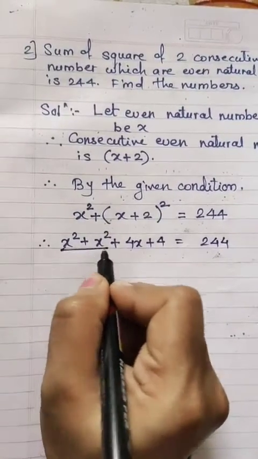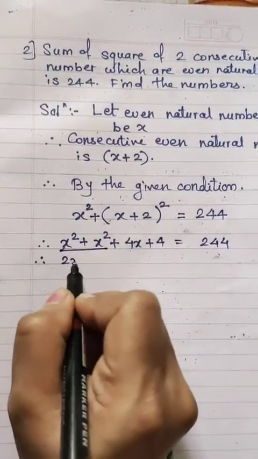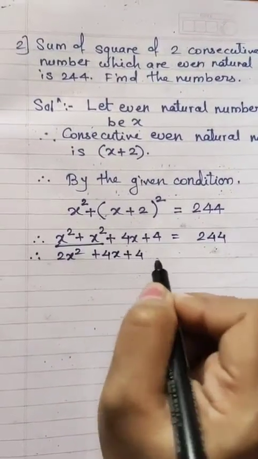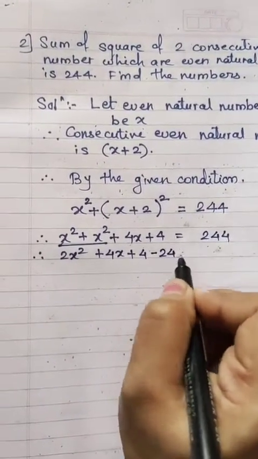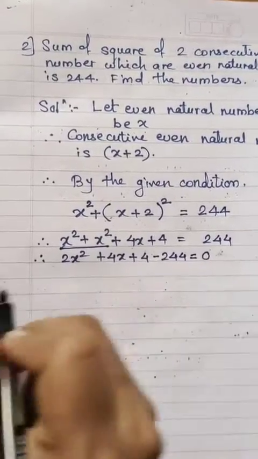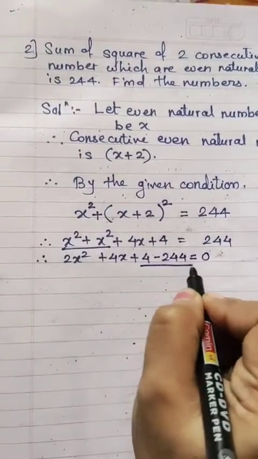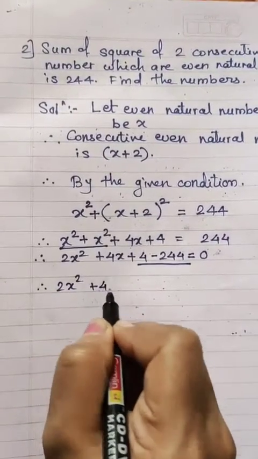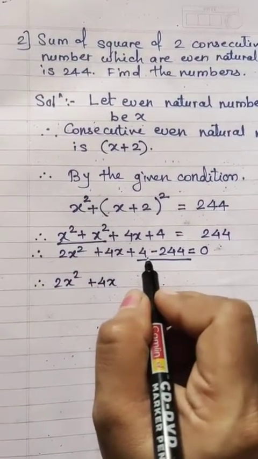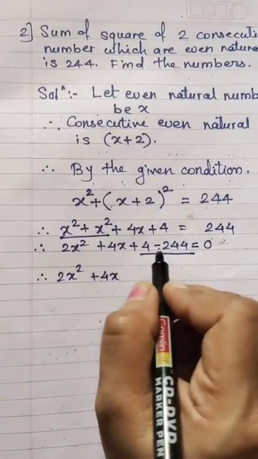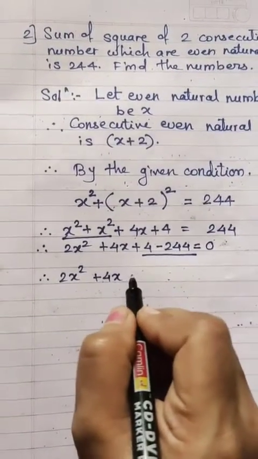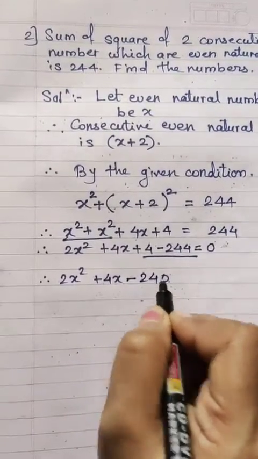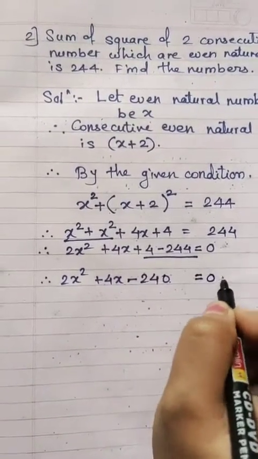Now x square plus x square is 2x square, plus 4x plus 4 minus 244 is equal to 0. Again, 2x square plus 4x. Now I will do the addition, subtraction. 244 minus 4 is 240 and the sign of the bigger number is minus. So minus 240 is equal to 0.